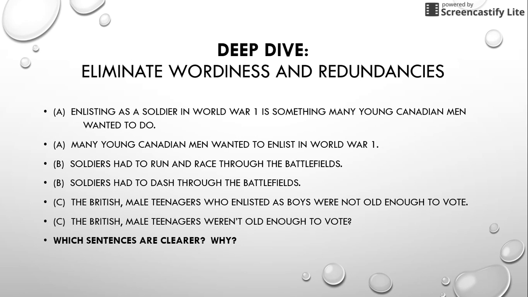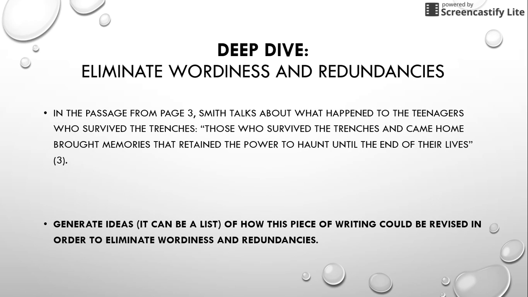And then in that third pair, teenagers lets us know that they were still young, so we don't need who enlisted as boys in the first one because it's just restating the same idea. So wordiness and confusion in A, and redundancies with run and race in B, and again redundancies in C. So hopefully you picked the right ones.